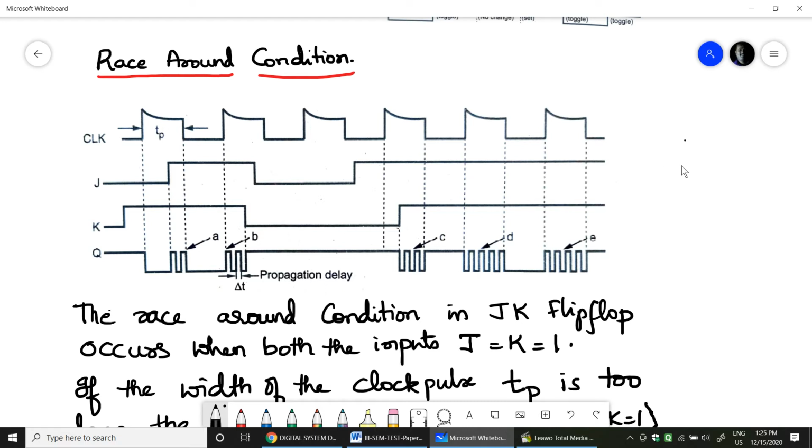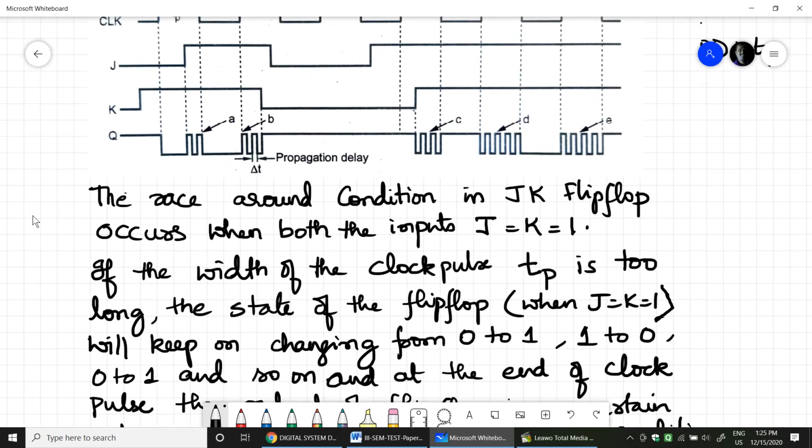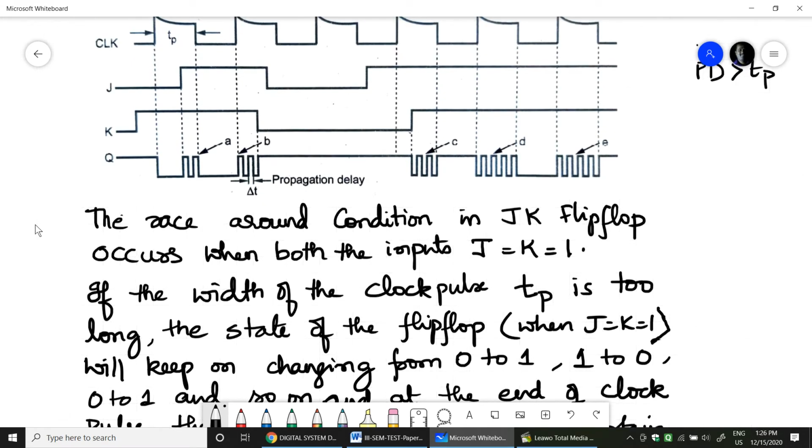Now if the propagation delay is made very much greater than TP, then the race around condition can be avoided. The race around condition in JK flip-flop occurs when both the inputs J and K equal 1. Now if the width of the clock pulse, that is TP, is too long, the state of the flip-flop will keep on changing from 0 to 1 and 1 to 0. See, when the width of this clock pulse is too long, what happens?